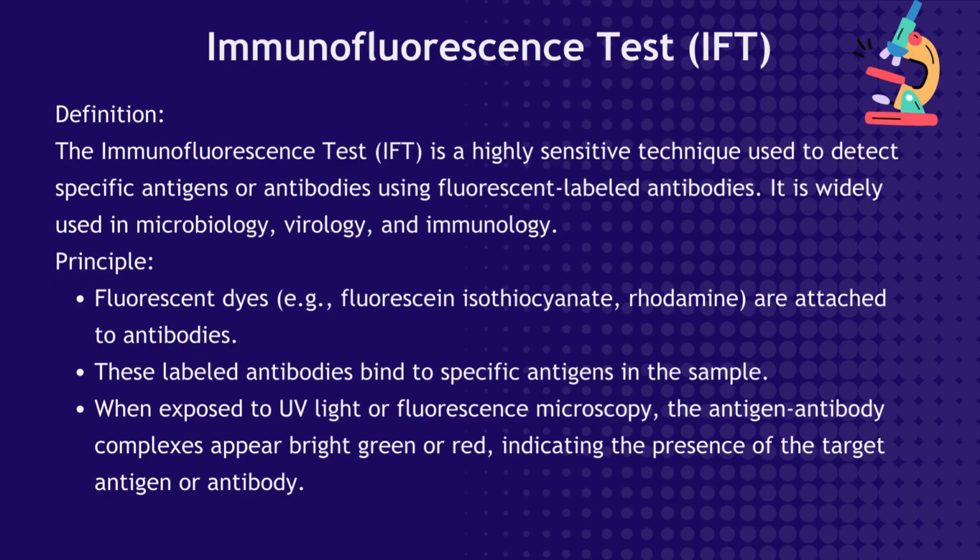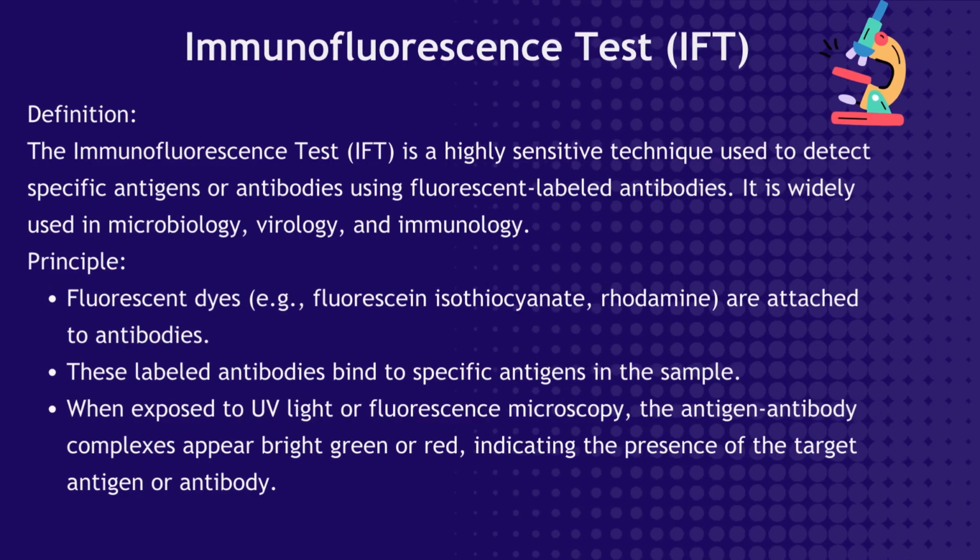Principle: fluorescent dyes, e.g. fluorescein isothiocyanate, rhodamine, are attached to antibodies. These labeled antibodies bind to specific antigens in the sample. When exposed to UV light or fluorescence microscopy, the antigen-antibody complexes appear bright green or red, indicating the presence of the target antigen or antibody.